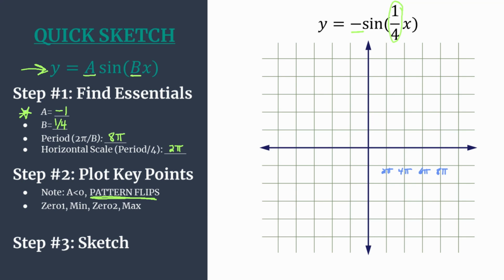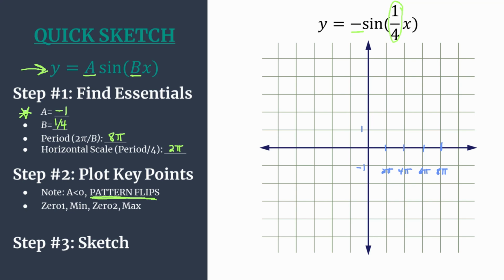We need 4 tick marks for our 4 key points, and this fourth one to the right of the origin should always match your period. So here it's 8 pi. We've got a great setup. For this one, a is -1, so we just need to go up 1 and down 1 for labeling our vertical axis. All right, we're all set up. We're ready for step 2.